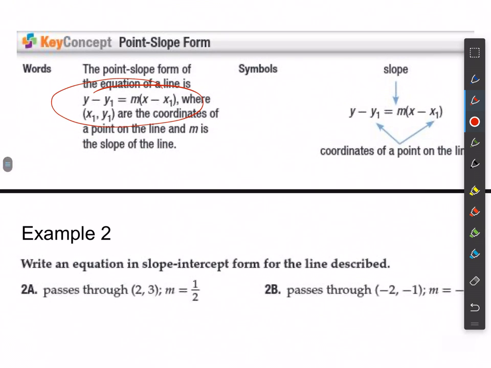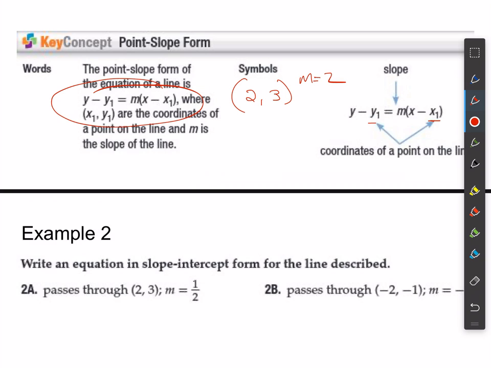We did do this in Algebra 1. Let's review this again, though. It's y minus y1 equals m, which is the slope, times x minus x1, where y1 and x1 are just coordinates, a coordinate that you know. So if you have a point, let's just say it's (2, 3), and they give us the slope, m equal to, let's just call it, 2.